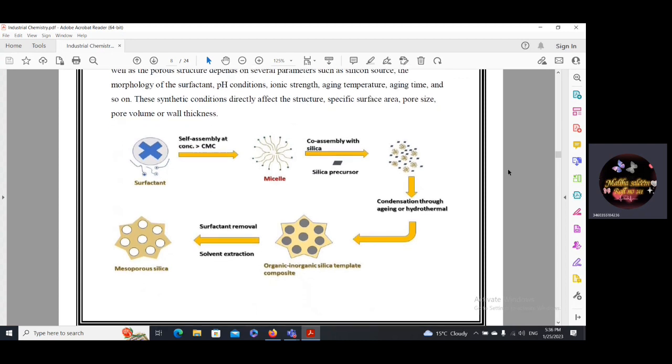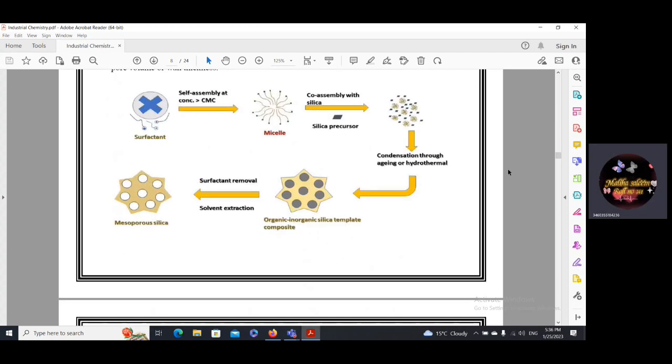Then we perform co-assembly with silica, in the presence of silica precursors. They convert into condensation through aging or hydrothermal treatment, forming an organic and inorganic template composite. Then, through surfactant removal and solvent extraction, we make mesoporous silica.